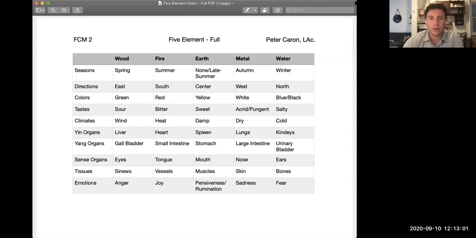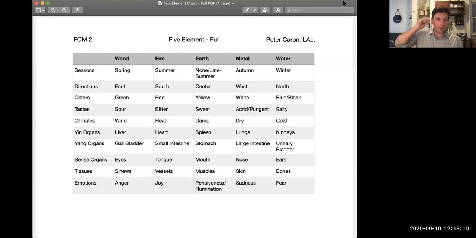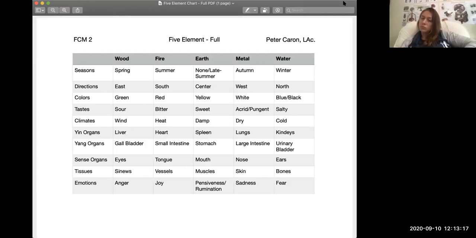Okay, so I'm going to email this to everybody in just a second. I should have had this up already. You guys should recognize the chart that I'm about to show you. I mean, I wrote this one out, but you should recognize this from FCM1, right? Yes. Good. So I'm going to send all of you the full chart, and I'm also going to send you an empty chart. And I want you to practice filling this in.